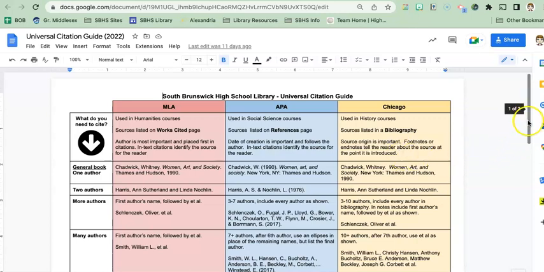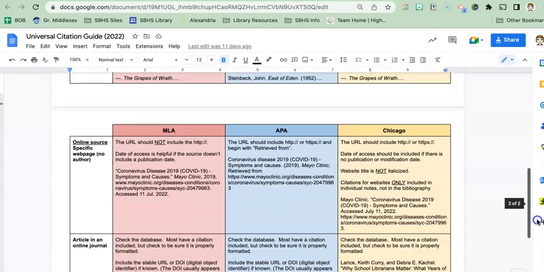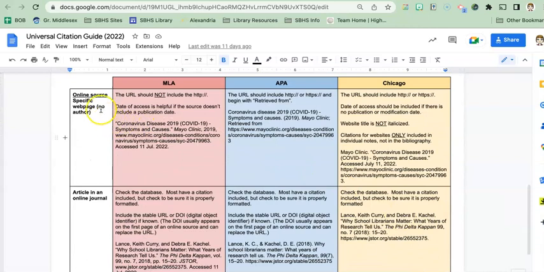Now, if you look down the list, there's not a huge difference. We're going to skip books, and go to something you use all the time, an online source. In this case, we're looking at an online source that does not have an author, and that's what we're going to cite today. It's little tricky things like the URL is going to look a little different. So that link that you include is going to look a little different. In MLA, you do not include that HTTP. In Chicago, you do. Okay? Little difference, just you checking will make the difference in doing this correctly or not.